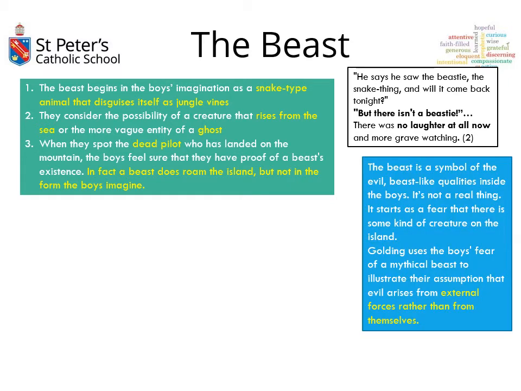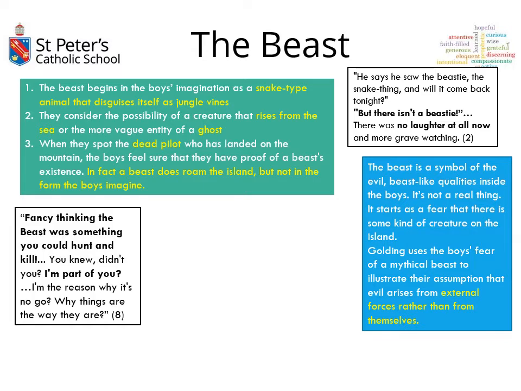We've already said the beast is a symbol of the evil beast-like qualities inside the boys, and we know as the readers that it's not a real thing, but that fear becomes something physical to them, whether that's the parachutist that they mistake it for, whether that's the sow's head that Simon speaks to. It becomes something much more real, and regardless of what physical form it takes or what imagined form it takes for the boys, Golding shows us how that fear of something can bring out evil within.